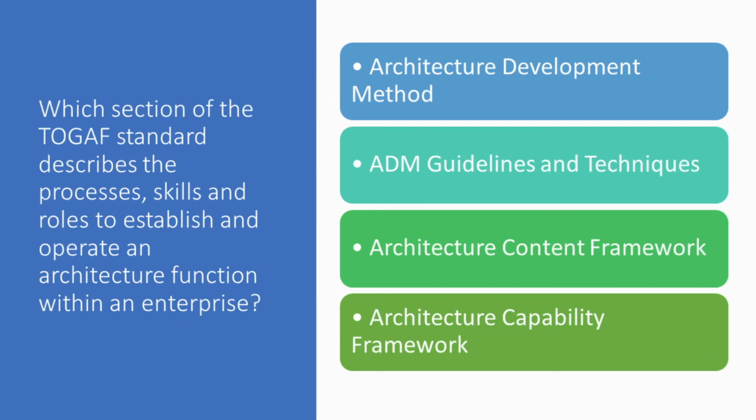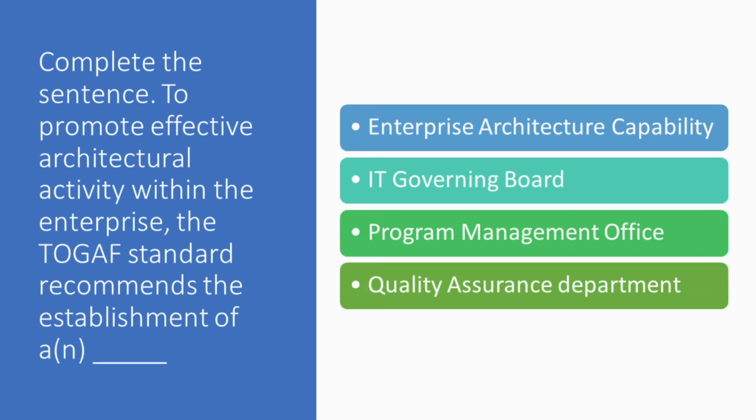Which section of the TOGAF Standard describes the processes, skills, and roles to establish and operate an architecture function within an enterprise? Options we have: A. Architecture development method. B. ADM guidelines and techniques. C. Architecture content framework. D. Architecture capability framework. Correct answer for this question is option D. Because the architecture capability framework discusses the organization, processes, skills, roles, and responsibilities required to establish and operate an architecture practice within an enterprise. Let's talk about next question.